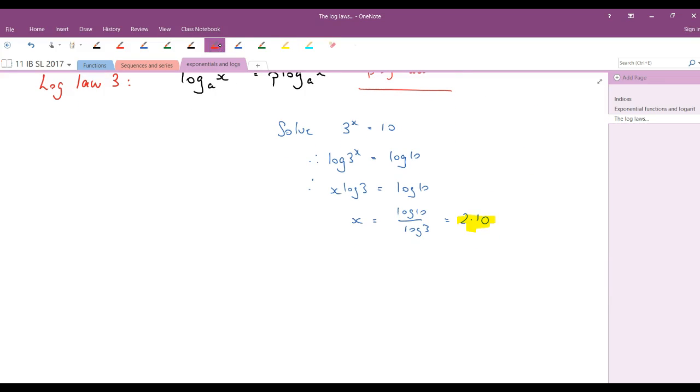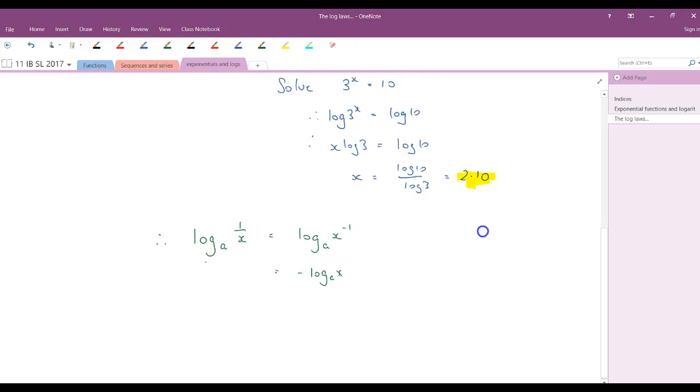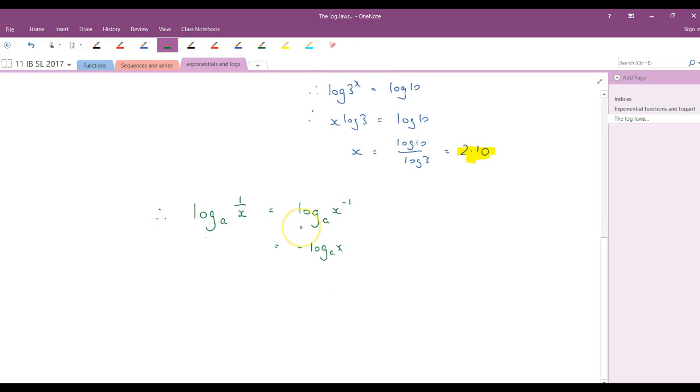Now I've got another little use of the plog law. Using the plog law, we can say that log base a of 1 over x, using our negative index knowledge, can be written as log base a of x to the minus 1, and then using plog, that's minus 1 times log base a of x, or just minus log base a of x. So in fact, log base a of 1 over x is minus log base a of x, which is a nice little result. We'll use that a little bit.